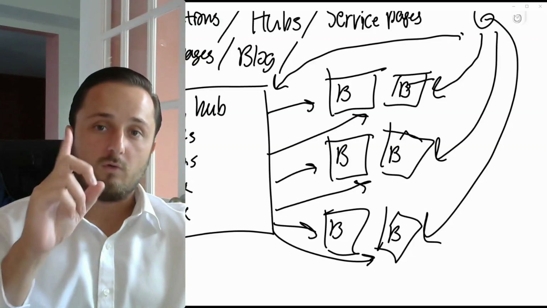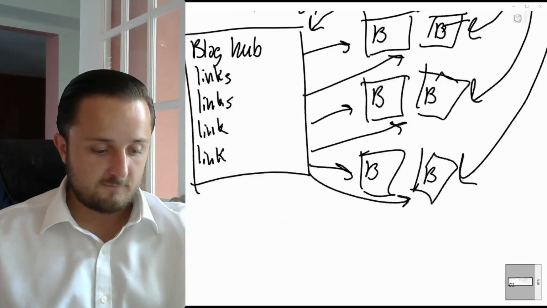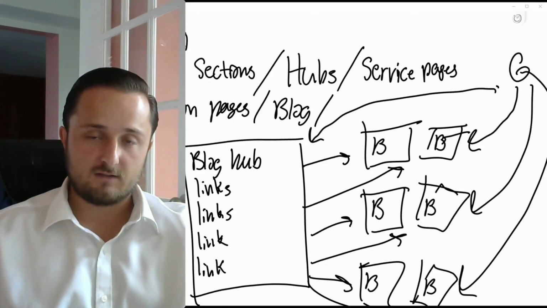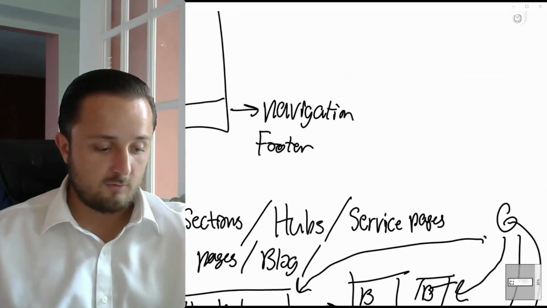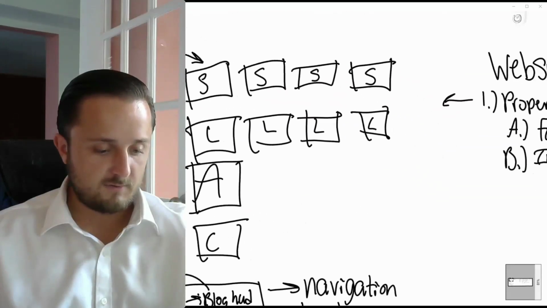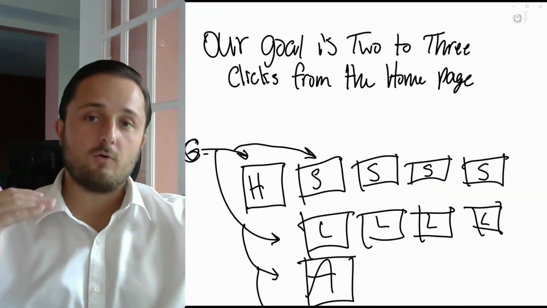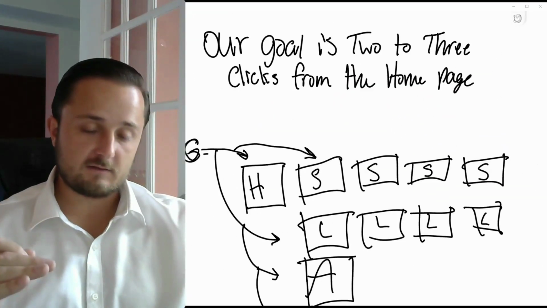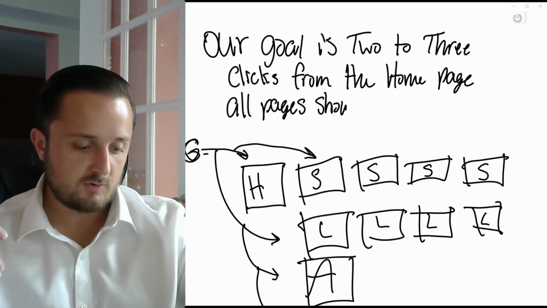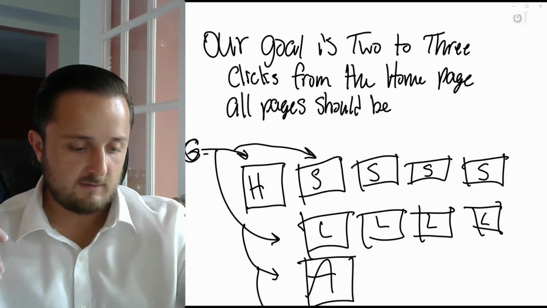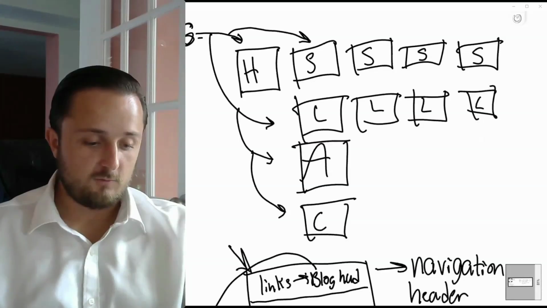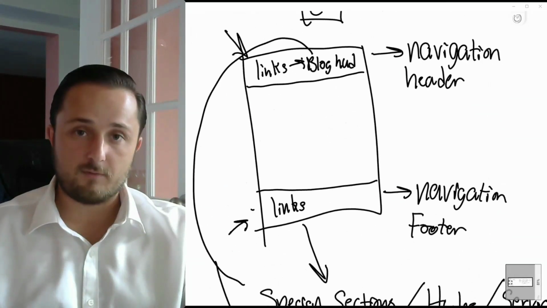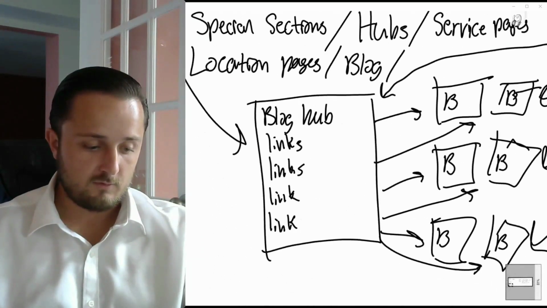So this is one example of proper internal linking, because our goal, remember, and I'll write it up here, is that all pages should be found within 2 to 3 clicks from the home page. And how we achieve this is you have these hubs, you have a blog hub, or there's another way to do this.